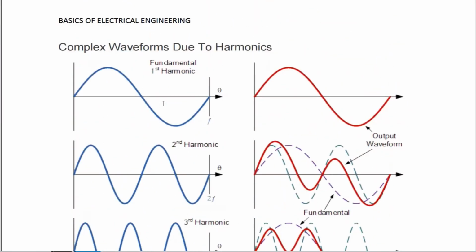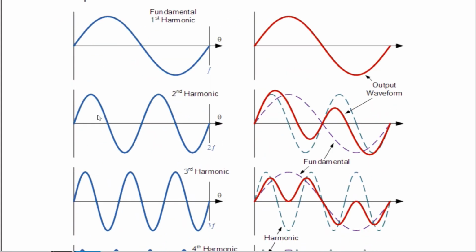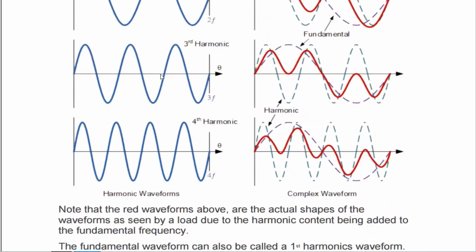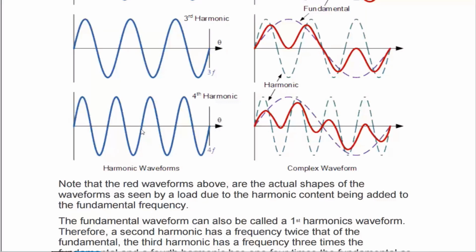Now you can see here the complex waveform due to the harmonics. This one is the fundamental harmonic. This is the output complex waveform due to harmonics. What happens actually? If you look at this second picture, it has the frequency of the second harmonic, and the third harmonic has thrice the frequency of the fundamental frequency. Similarly, the fourth harmonic and the fifth harmonic have higher frequencies.